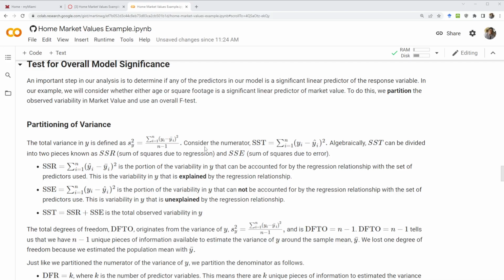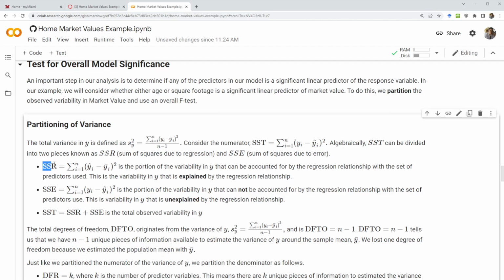Next, we're going to talk a little on the test for overall model significance. But before that, let me talk about the partitioning of the variance, which you have seen a little of. The variance of a regression can be partitioned into three: the explained variation, the unexplained variation, and the total variation.